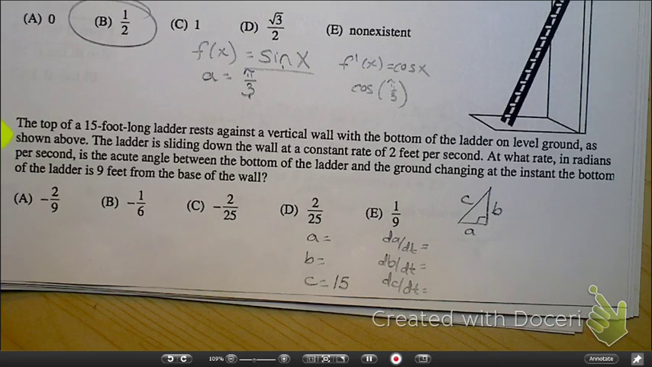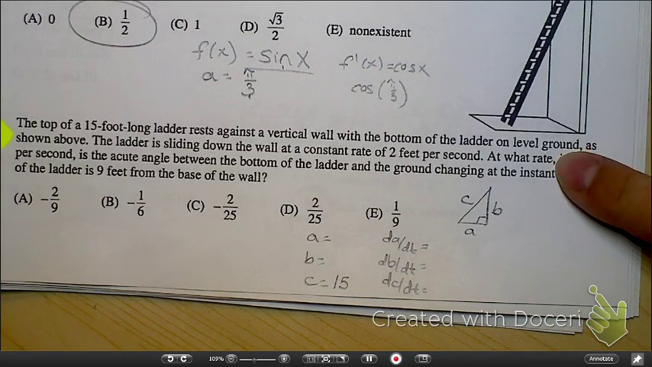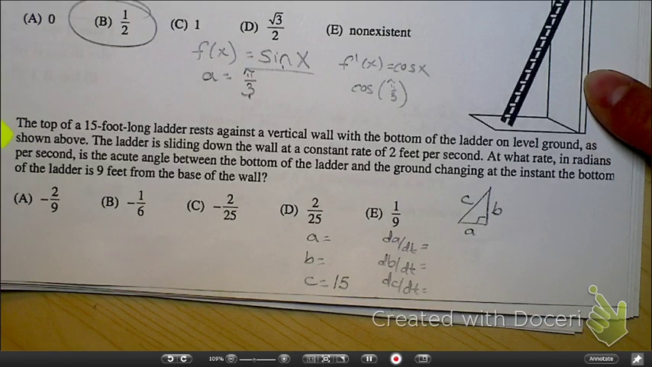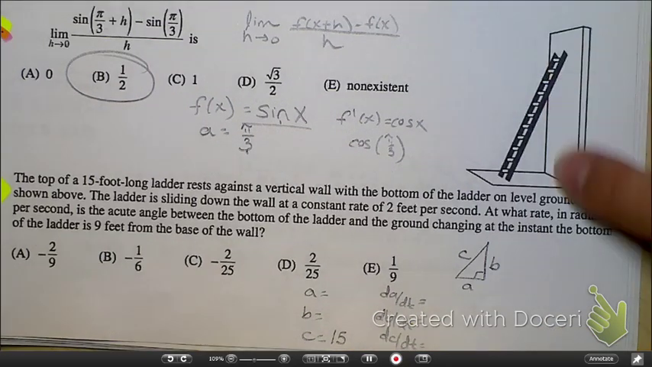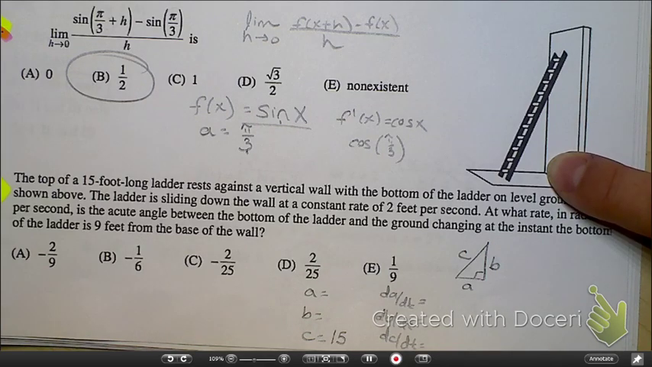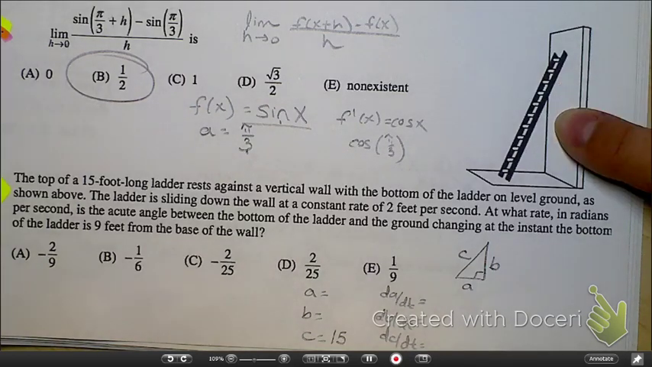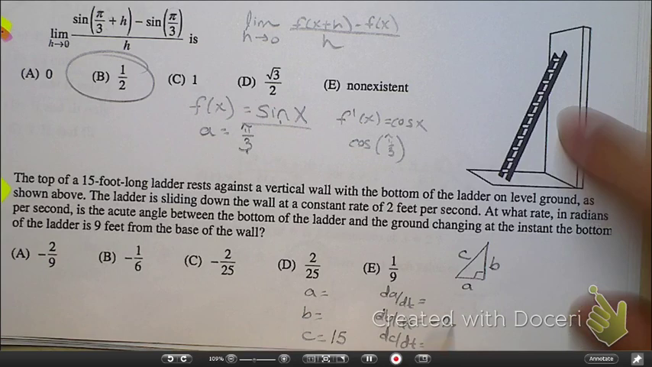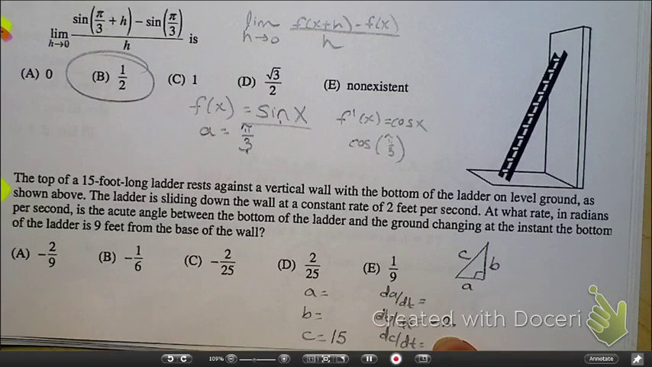It says it rests against a vertical wall with the bottom of the ladder on level ground. As shown above, the ladder is sliding down the wall at a constant rate of 2 feet per second. So the ladder is sliding down the wall. So in my little triangle I've drawn, I've labeled that side B. So that means that side B is changing at a rate of 2 feet per second. And since it's sliding down the wall, that means that side is getting shorter. So I'm going to label dB/dt as -2. Since it's getting shorter, it's negative.